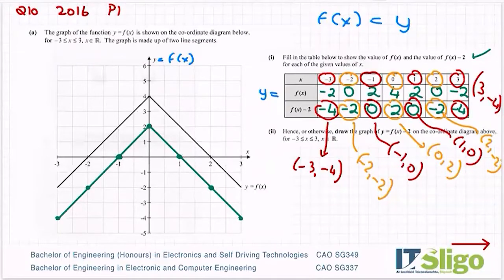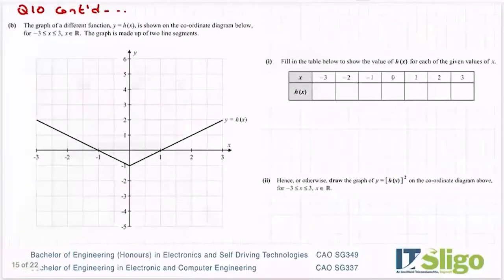Okay, and let's label our graph y is equal to f of x minus 2. Really, really important that you label every graph. Okay, so that was the first few parts of that question. 10 marks for all of that. Part B.